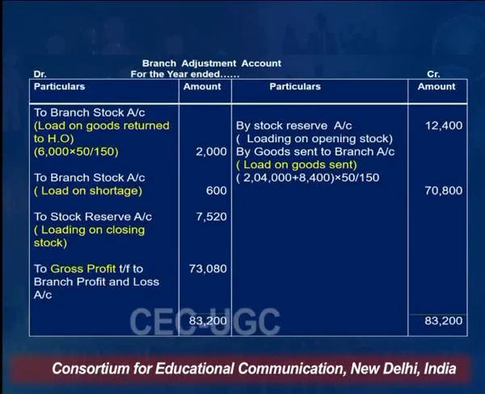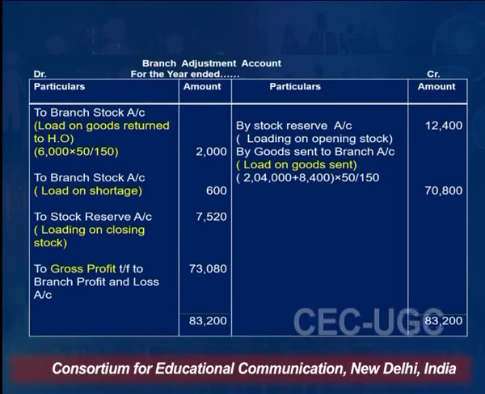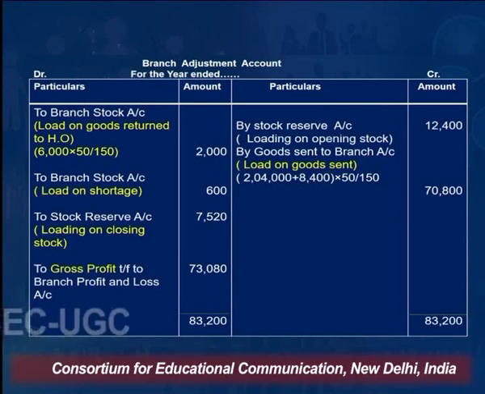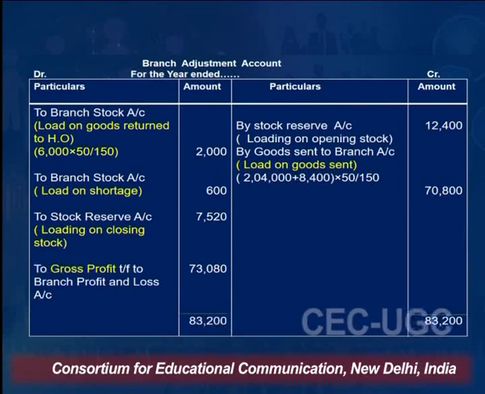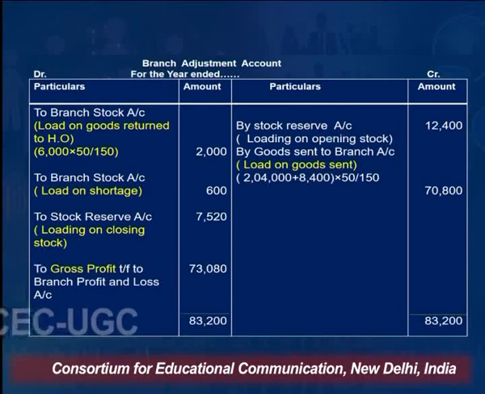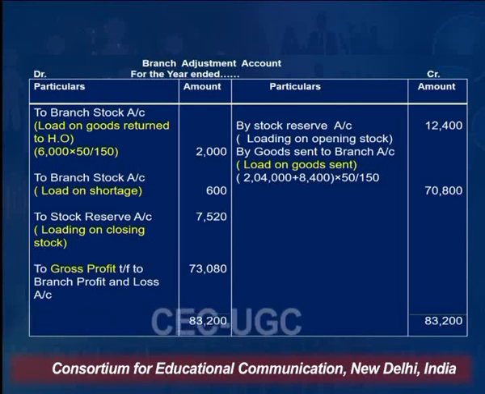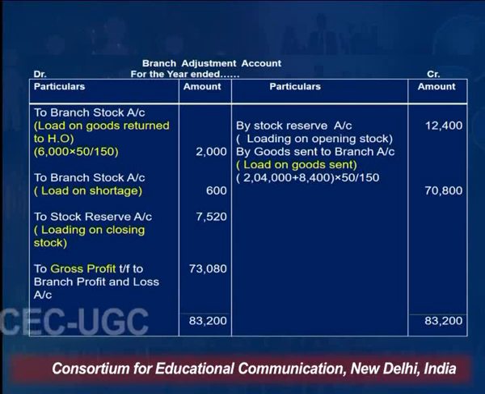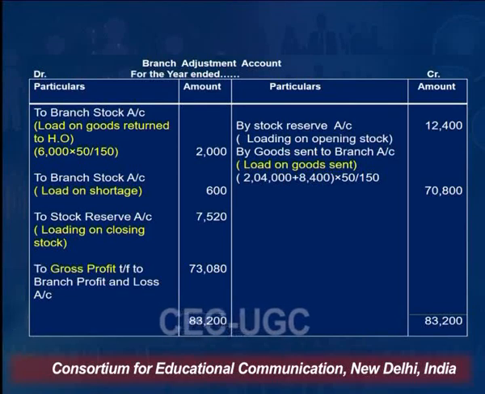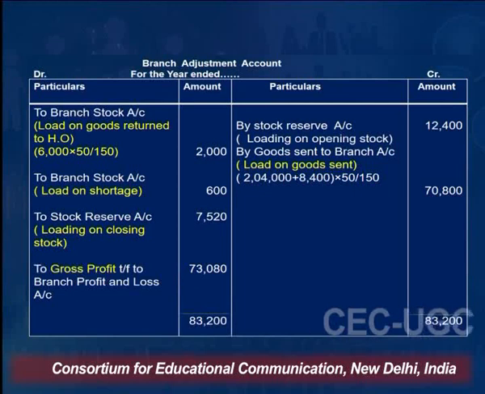The next account which we prepare here is branch adjustment account, and this branch adjustment account basically depicts only and only the loading part. In branch stock account we have prepared at invoice price, and the loading part would be shown in the branch adjustment account. So as you can see, on the credit side, stock reserve is shown. Stock reserve is always used for the opening stock and the closing stock. To show the loading on the opening stock, it is given 12,400. This reveals the loading on opening stock.